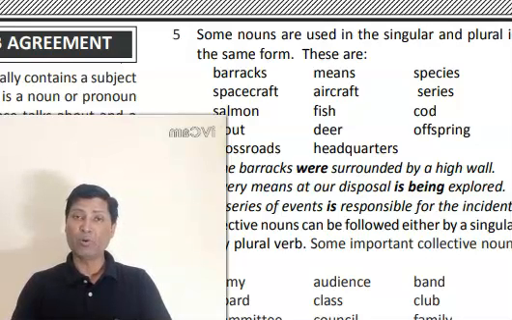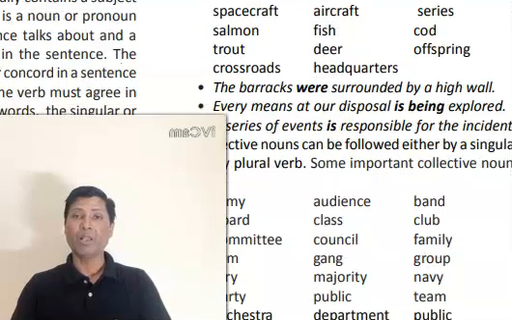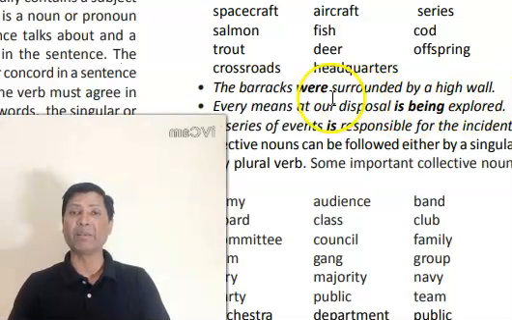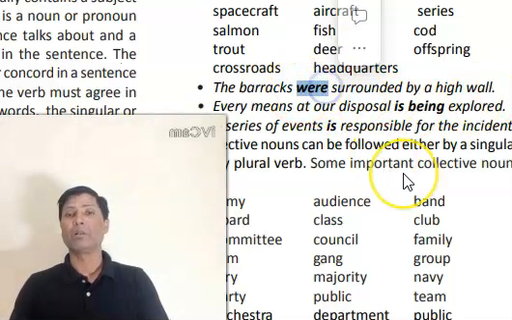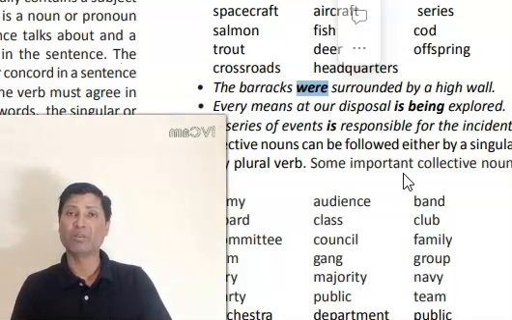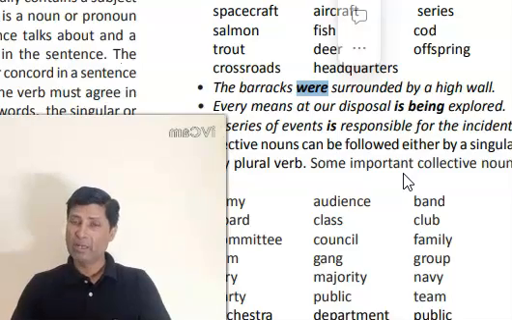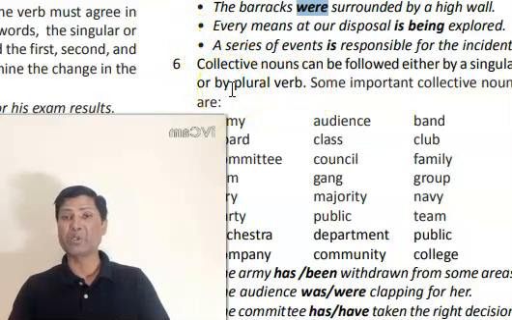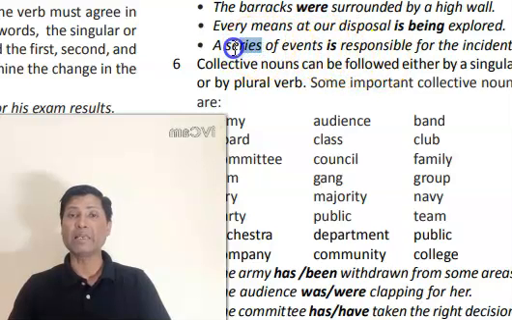Now have a look. If I say, the barracks were surrounded by a high wall, here the word barracks has been used as a plural noun, as a plural subject, and therefore the verb is plural. In the second example, a series of events is responsible for the incident. Here series is the subject and it is singular, and therefore the verb is singular.